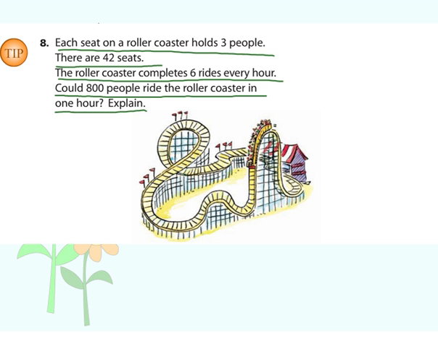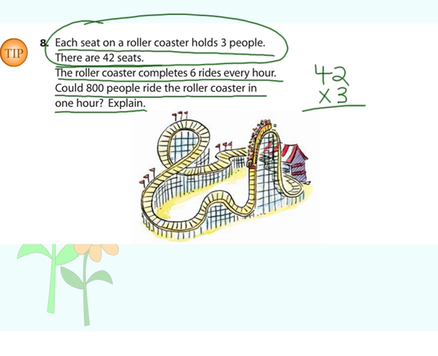So first you need to figure out how many people can ride the roller coaster at one time. And you figure that out by going 42 times 3. 2-digit by 1-digit multiplication. 2 times 3 is 6. 4 times 3 is 12. 126 people can ride the roller coaster at a time if it's completely filled with 3 people on each of the 42 seats. Okay, but then the roller coaster completes 6 rides every hour.